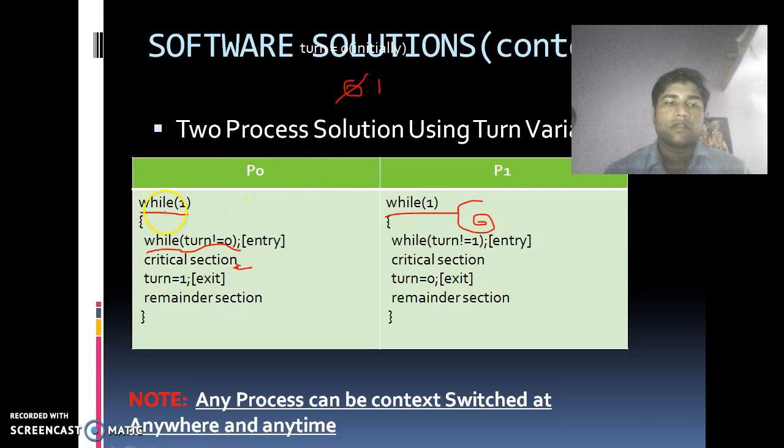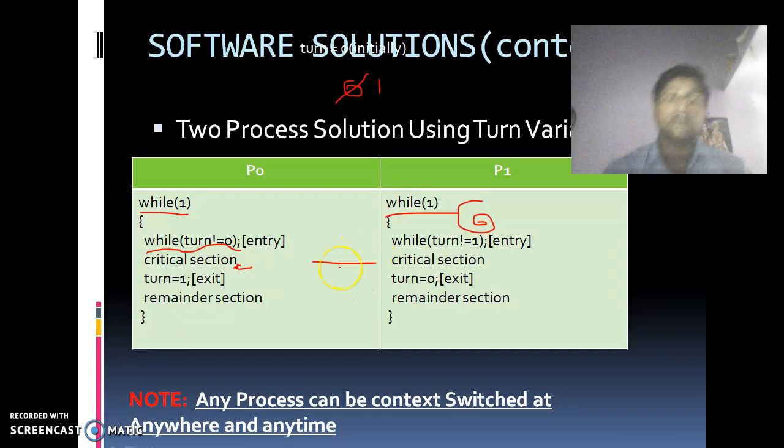Let me see. Suppose while turn is equal to 0 it goes, turn is equal to 1, and now this turn. You can see one thing, there is a strict alternation. It means that when this completes, the other must go. Suppose P1 has completed. Now P1 again wants to enter the critical section, can it enter? No, it can't, because turn has become 1. Now turn is not equal to 0, so this condition becomes true and it again goes into the infinite loop.